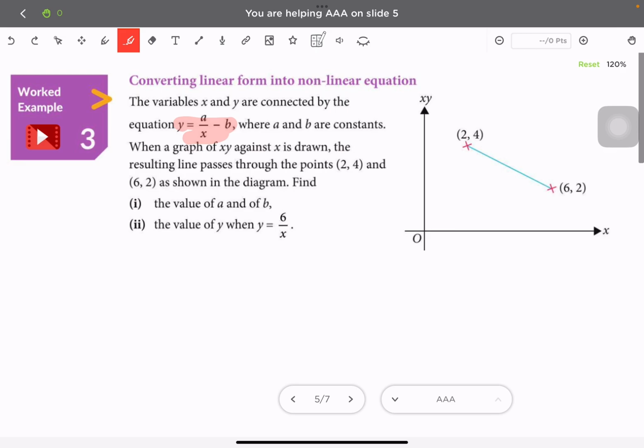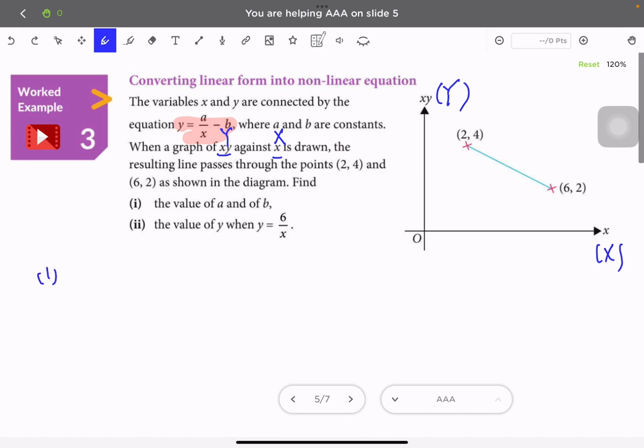The graph of xy against x is drawn, and the resulting line passes through these two points in the diagram. I want you to take note that when we plot something against something, we will usually put the big Y against the big X. That means this is actually a big Y, this is actually a big X. Now we just need to know that this is a straight line graph.